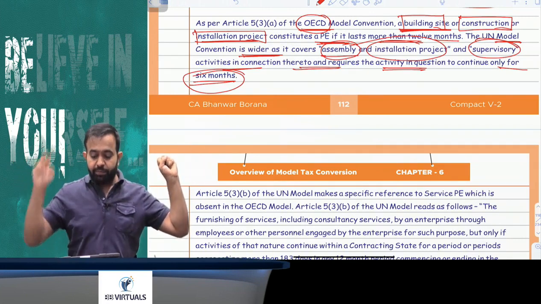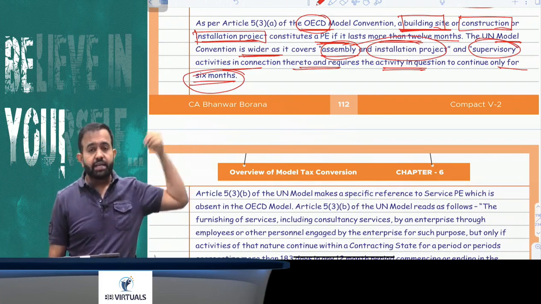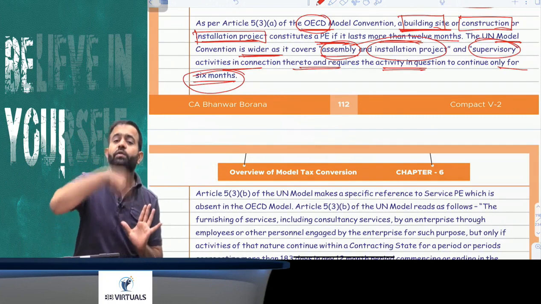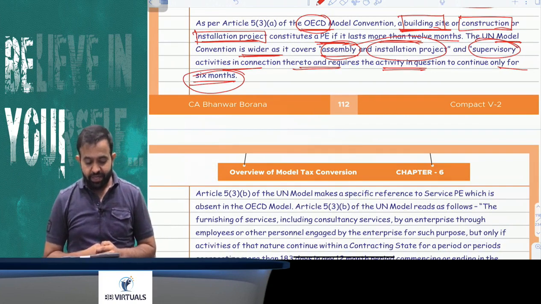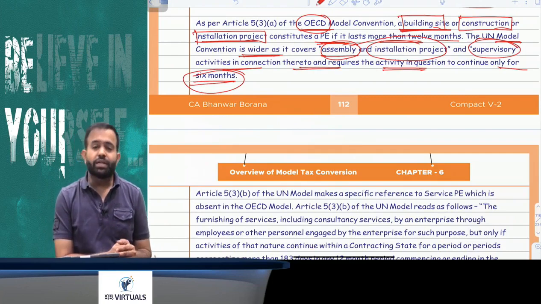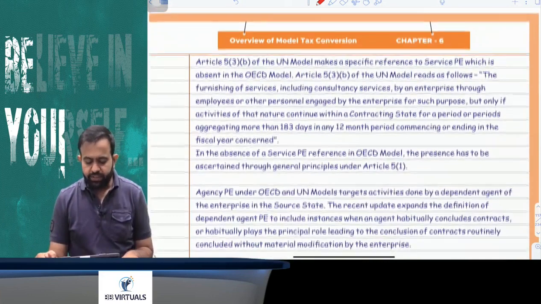Now, the OECD covers building site, construction site and installation project. The UN covers building site, construction site, installation project, assembly, as well as the supervisory activity in connection with the above. So that is also covered. So that is one difference we discussed here in PE between OECD and UN.